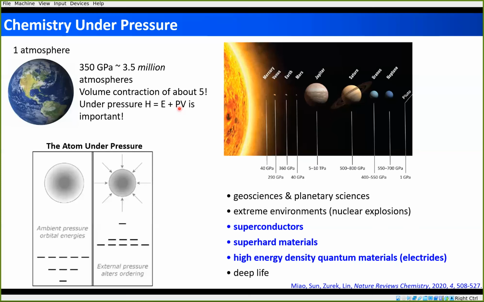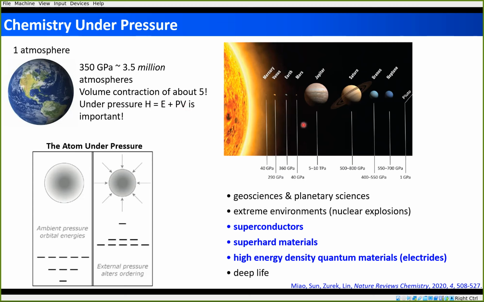Similar in magnitude but opposite, having opposite signs. So the pressure volume term can in fact really dominate what types of systems are going to be stable.